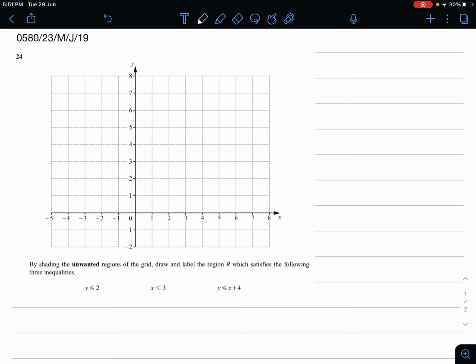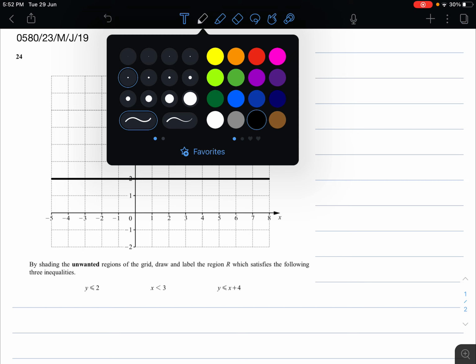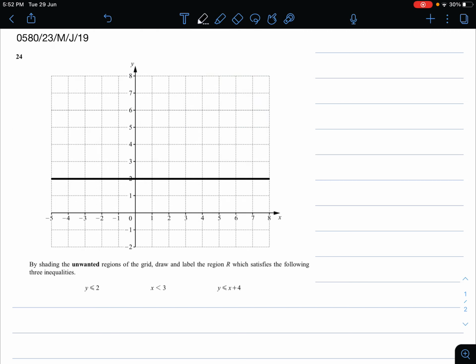So, let's do that. y is less than or equal to 2. That would be a horizontal line like this, and make sure you use a ruler to make an accurate line. Next, x is less than 3. Since it is less than and not less than or equal to, you will draw a dotted line, so x equals 3 like this.